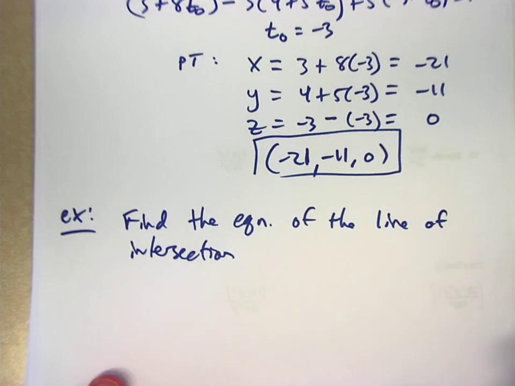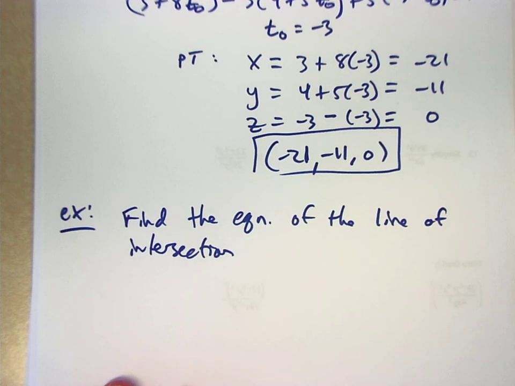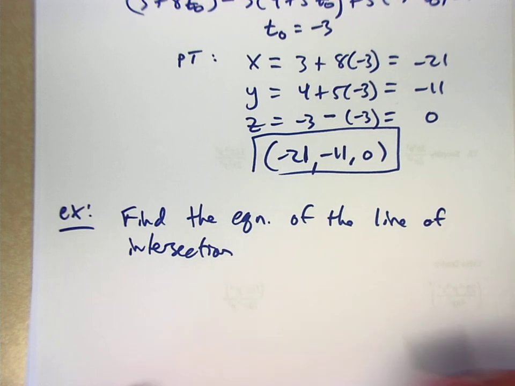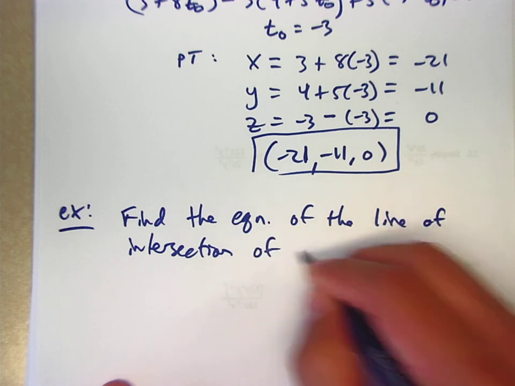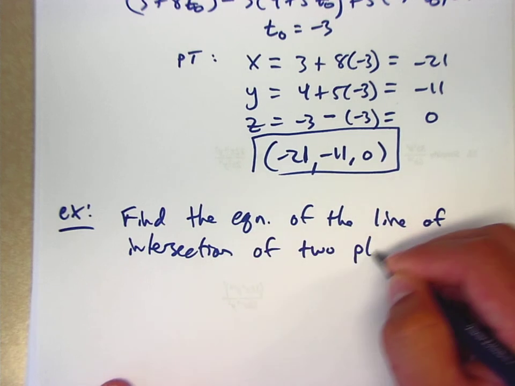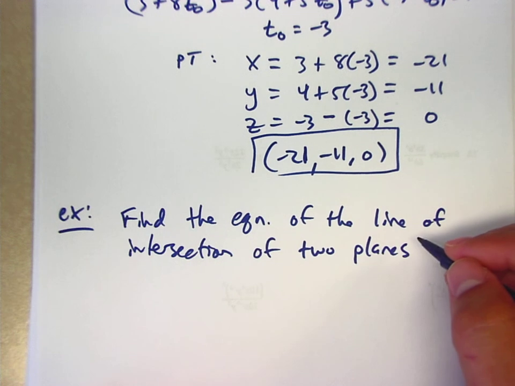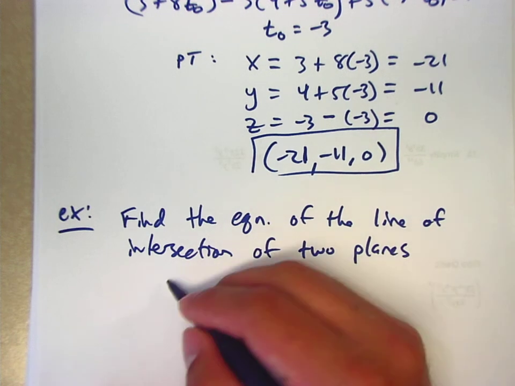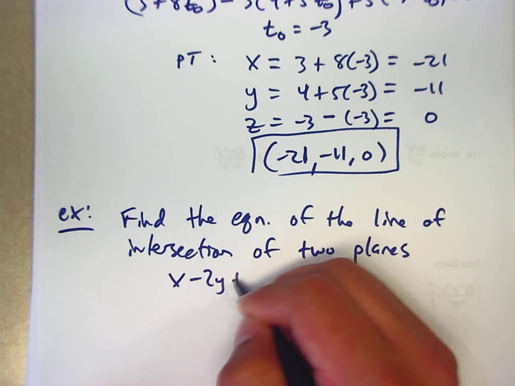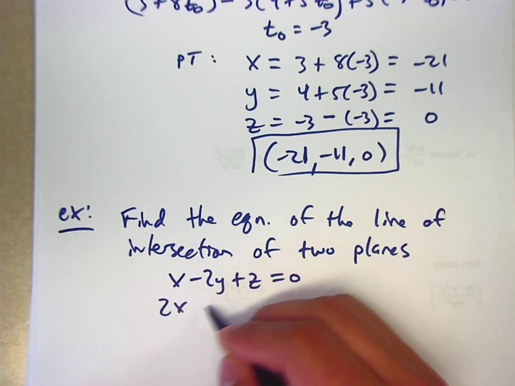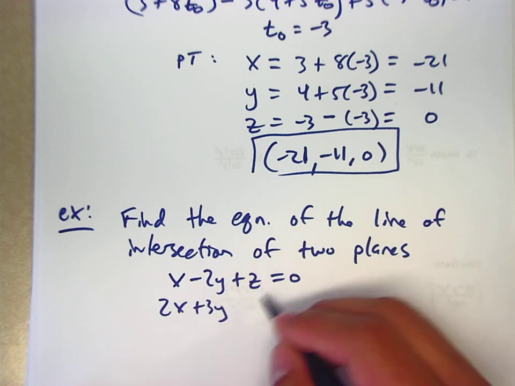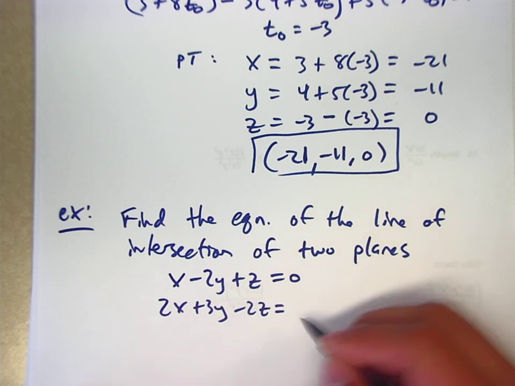Okay, so with this example, we're finding the equation of the line of the intersection of two planes. And let's say we have x minus 2y plus z equals 0, and 2x plus 3y minus 2z equals 0.